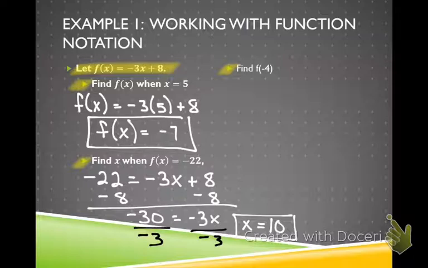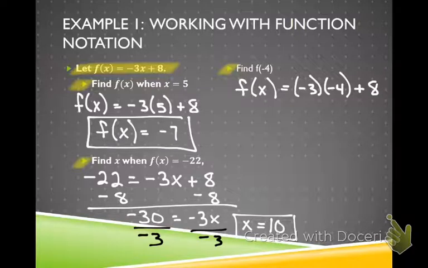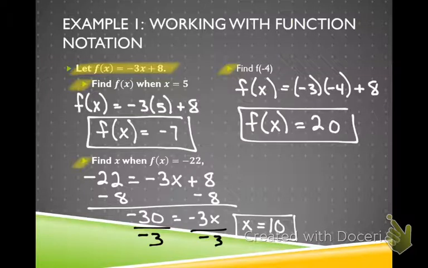When you see a number, like on the third one, find f of negative 4, when you see a number in parentheses by itself, it gets substituted in for x on the right side. So f of x equals negative 3 times negative 4 plus 8. Then it's just a matter of getting the math right. What's negative 3 times negative 4? Positive 12 plus 8 is 20. So just really when it comes down to it, we're just substituting.